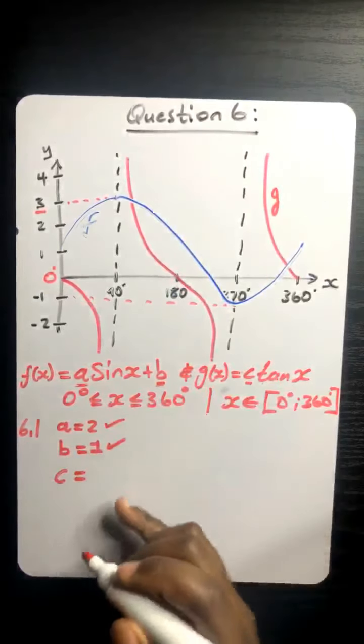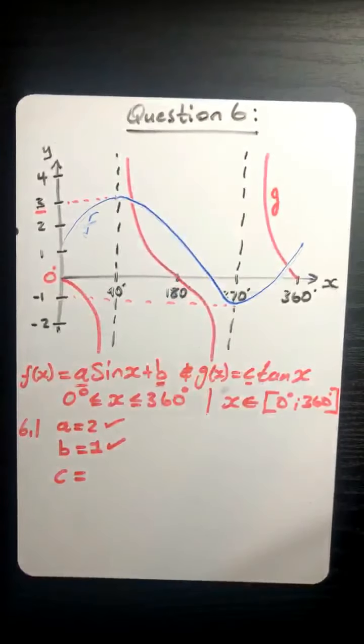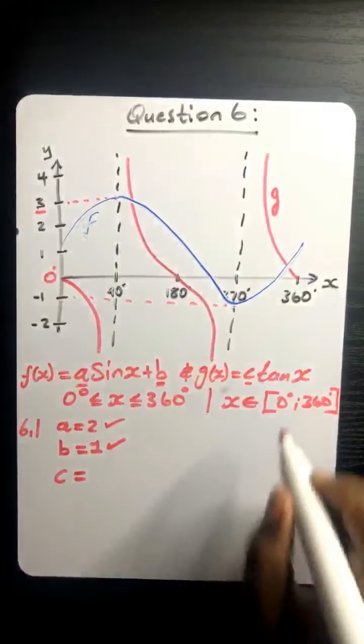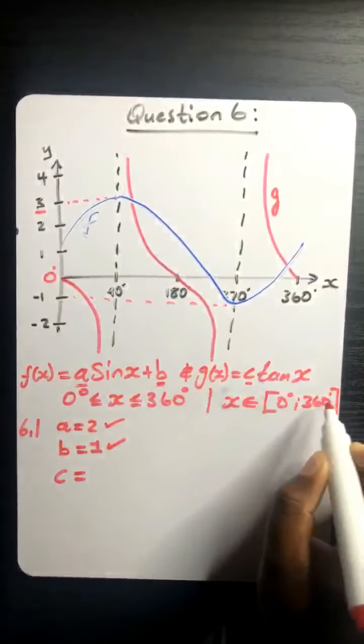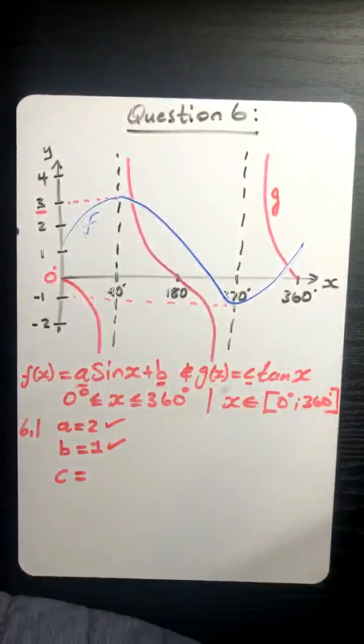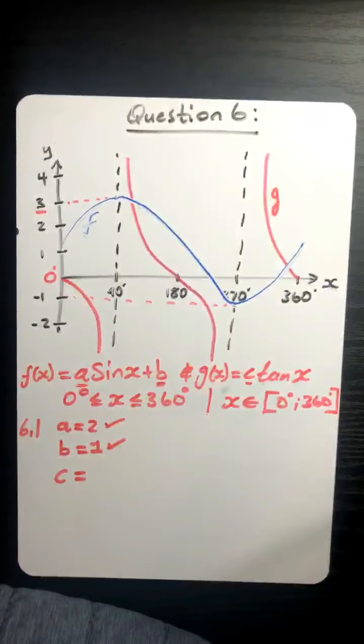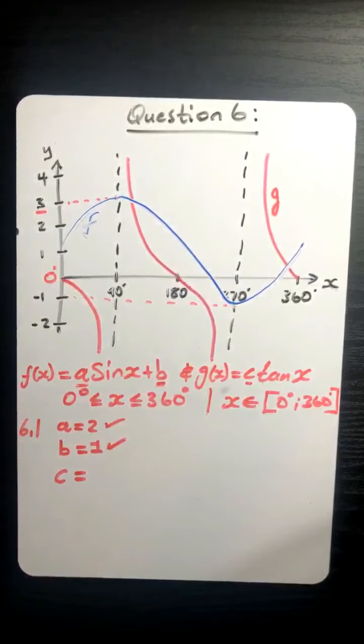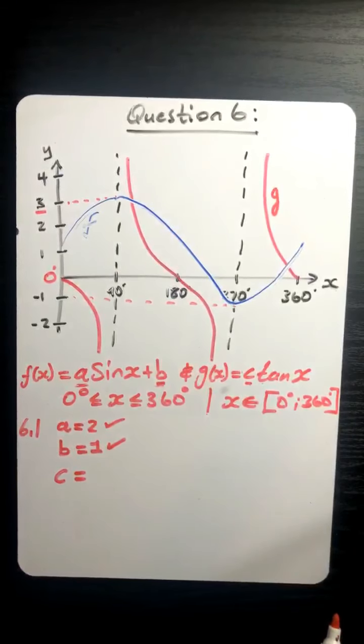Before we get to the C value, someone tell me, did the function of g shift or not? Van g, did it shift? Yes or no? No. It did not shift. How do you know that it did not shift?